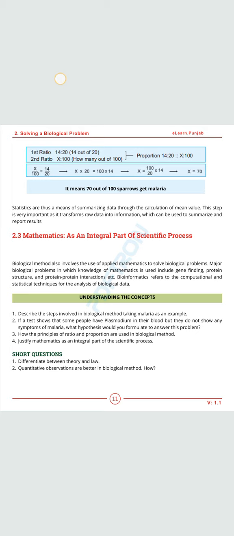Statistics are thus a means of summarizing data through the calculation of mean value. This step is very important as it transforms raw data into information which can be used to summarize and report results. Through this formula or experiment we can get exact information from the given data.